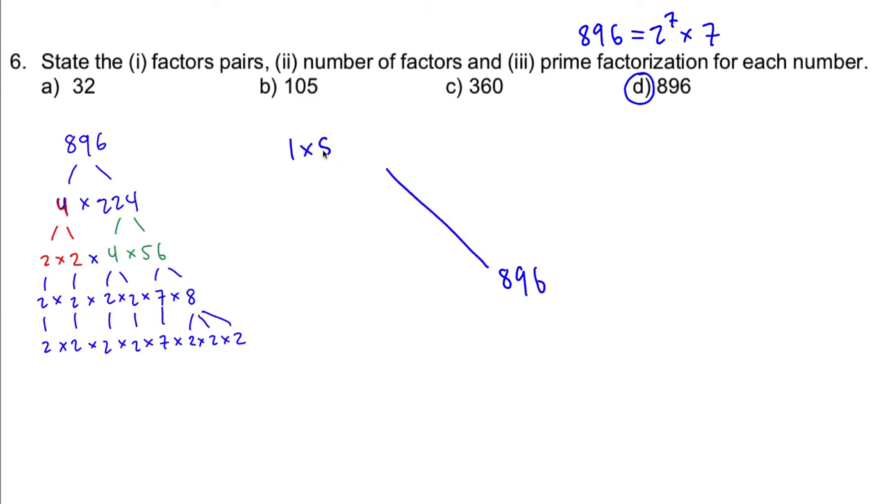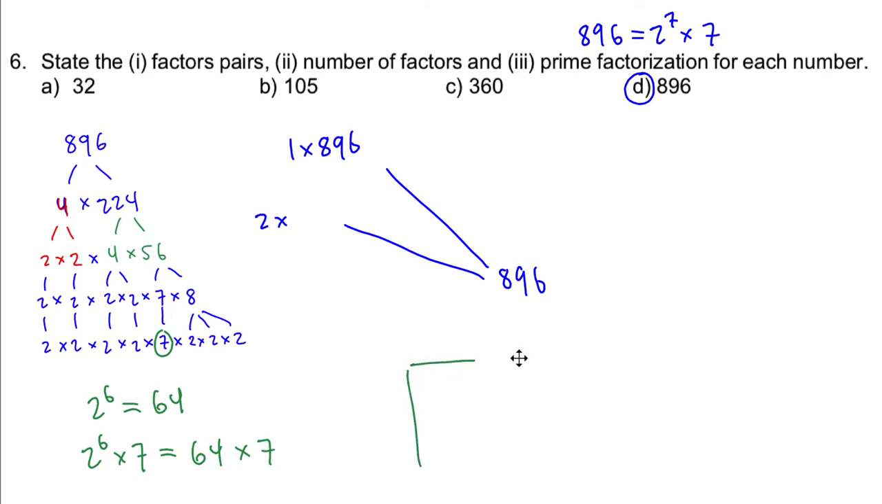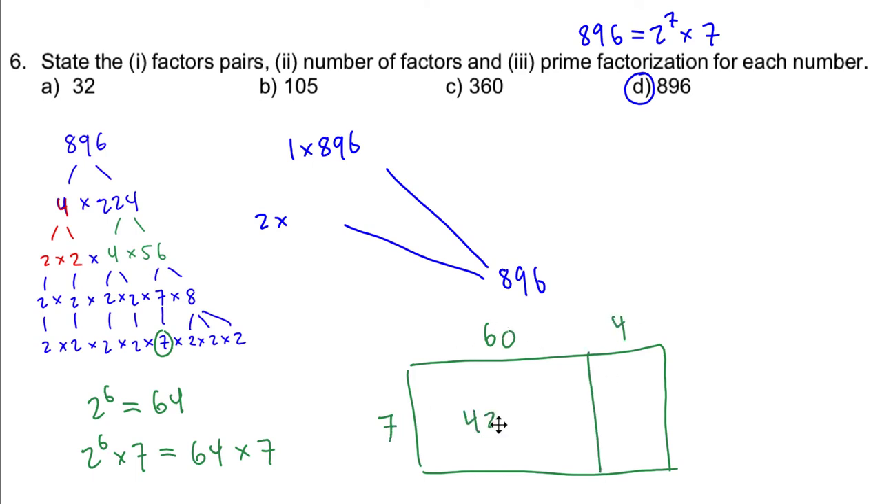So we know 1 times 896, we know 2 times something, well, it's going to be all of this, which is 1, 2, 3, 4, 5, 6 2's, and 2 to the 6, or 6 2's multiplied together is 64, and we have to multiply that by 7, so 2 to the 6 times 7 is 64 times 7. We could do that with a box method, and we get 7 times 60 plus 4. So 7 60s are 420, and 7 4s are 28. So adding all that together gives us 448.